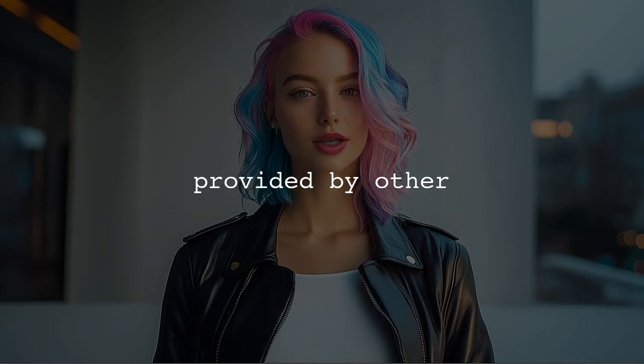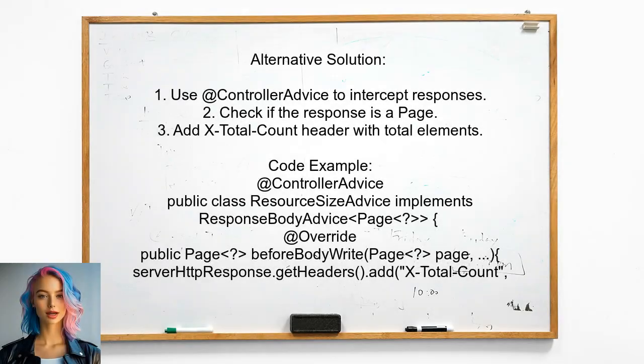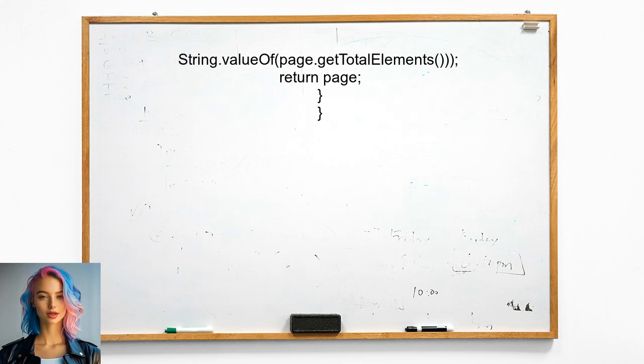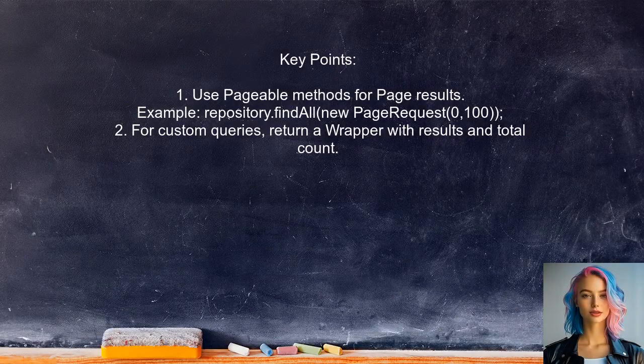Now, let's look at the answers provided by other users. An alternative approach involves using a controller advice to automatically add the X-Total-Count header. This method checks if the response is a page type and adds the total number of elements from the page to the header. If you're using a PagingAndSortingRepository, ensure to call the pageable version of methods to get a page instead of a list. If not using repositories, you'll need two queries to get the data and the count.